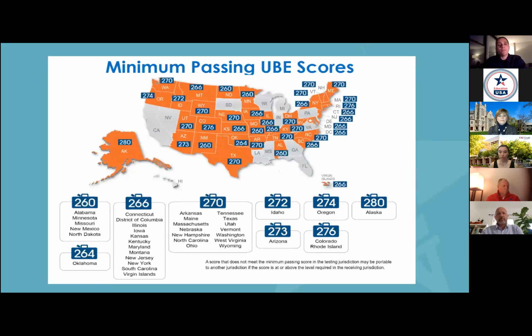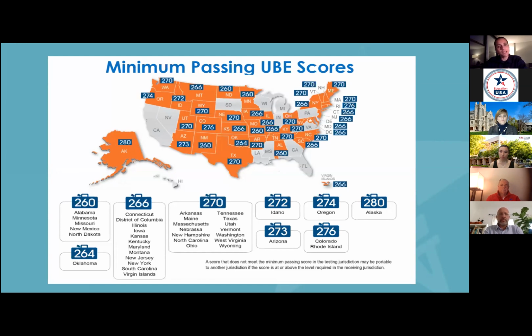This is a map of the minimum passing scores. I will not go into the numbers. This is just to show you that there is some variety in the scores, right? Some have a minimum of 260 points, whereas others have a minimum of 276 points.